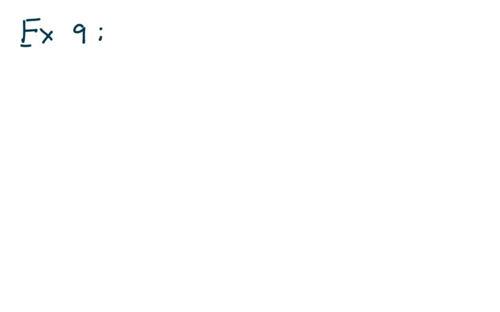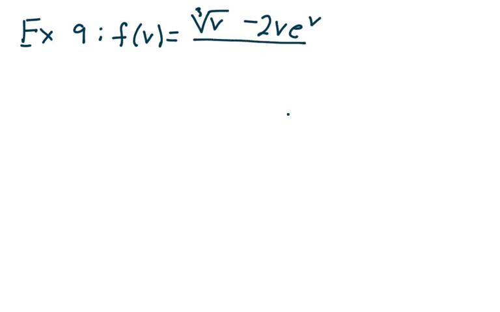Suppose I had the following. This one's a good one. So f(v) is the cube root of v minus 2v e^v, divided by v. So I'm going to split off this fraction. We don't have any set rules just yet, but we do know how to simplify this function.